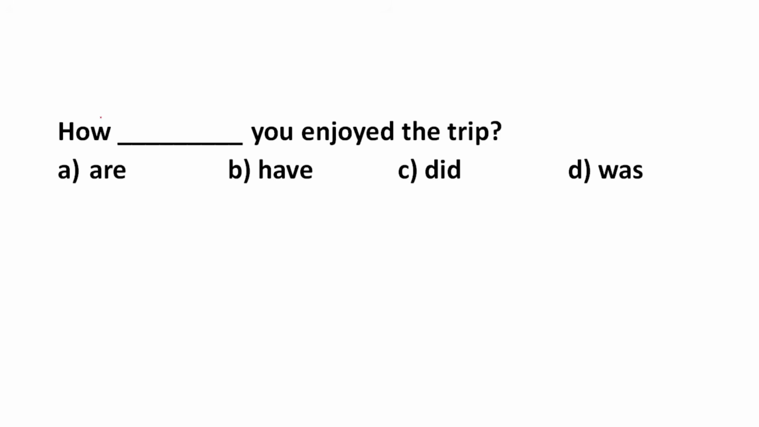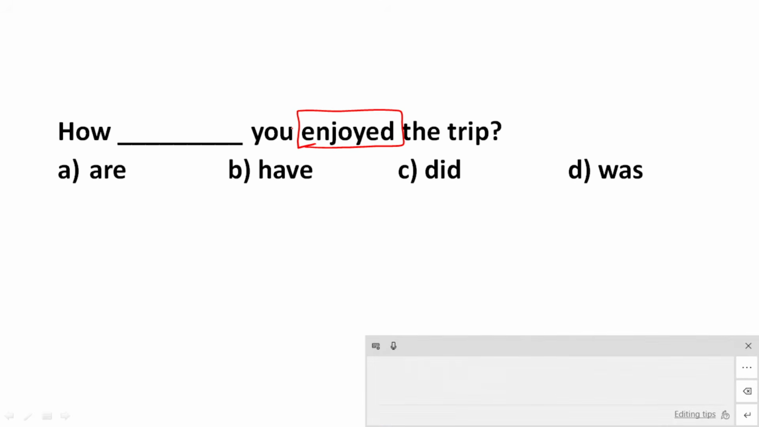Here we go. How dash you enjoyed the trip? If you see this question here, see the verb. Here the verb is clearly past tense, correct? Here the verb is clearly past tense. Now, let's take the options one by one. Let's have a look at the option 1, R.